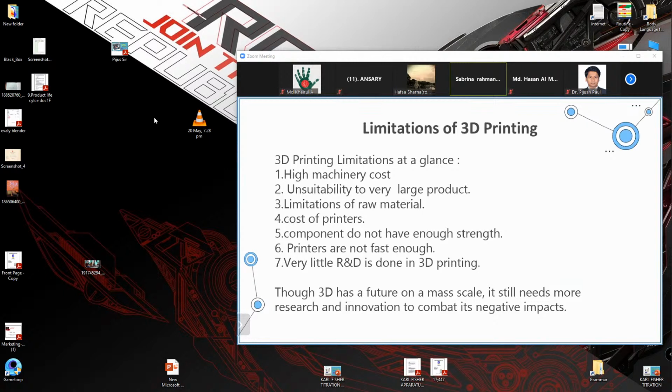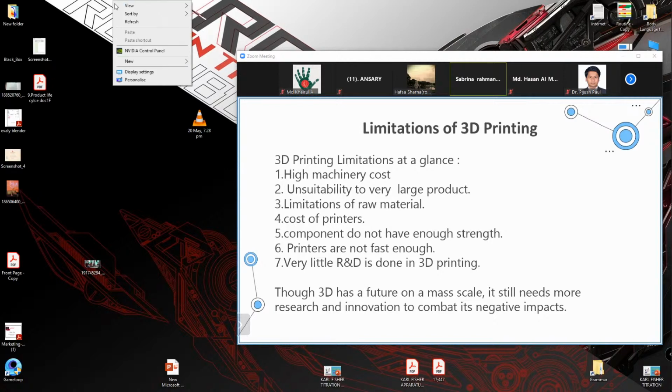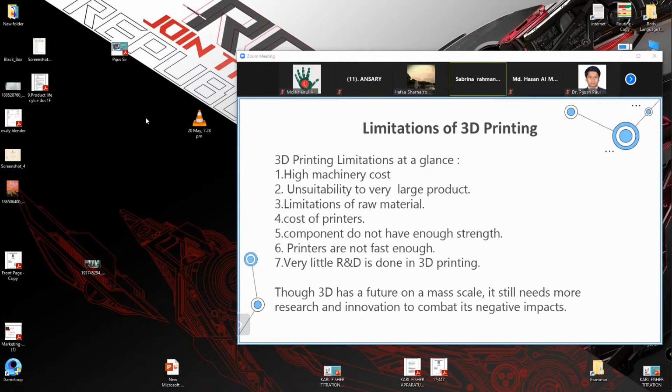Limitations of 3D printing. Here are some limitations: high machinery costs, unsuitable for very large products, limitation of raw materials, cost of printers, components do not have enough strength, printers are not fast enough, and very little R&D is done in 3D printing. Though 3D printing has a future on a mass scale, it still needs more research and innovation to combat its negative impacts.